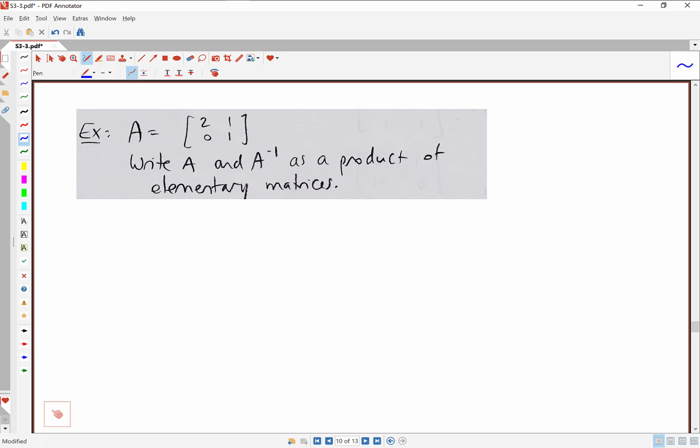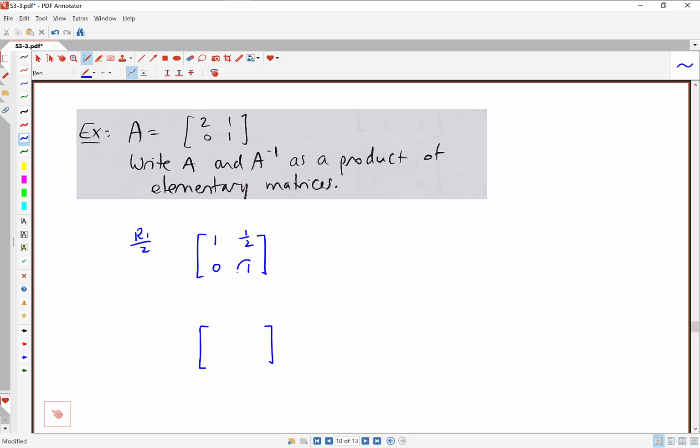So someone has given us a matrix A, and we want to write A and A inverse as a product of elementary matrices. All right, so I would start the process just by turning A into the identity matrix using our usual row operations. So let's think about our steps. We would take row 1 and divide it by 2. So 1, 1/2, 0, 1. And then from there, it's just one more step to get the identity matrix.